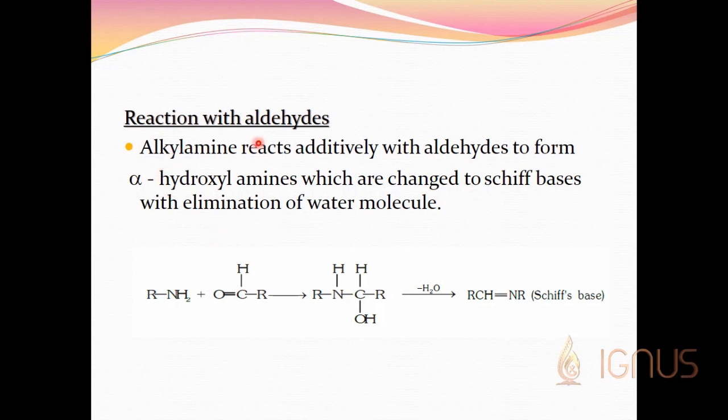Next, reaction with aldehyde. Alkyl amine reacts additively with aldehydes to form alpha hydroxy amines, which are changed to Schiff base with the elimination of a water molecule. When we treat amine with aldehyde, RNH2 is a nucleophile because it is rich in electrons. It will attack this carbon and this bond will shift like this, giving CO minus. This O minus will abstract a proton of NH2 to give RNH-CHOH-R. RNH will attack over this. It will be OH. Hence there is an elimination of water, to give a double bond. We will be calling this a Schiff base. Just note down the reaction.